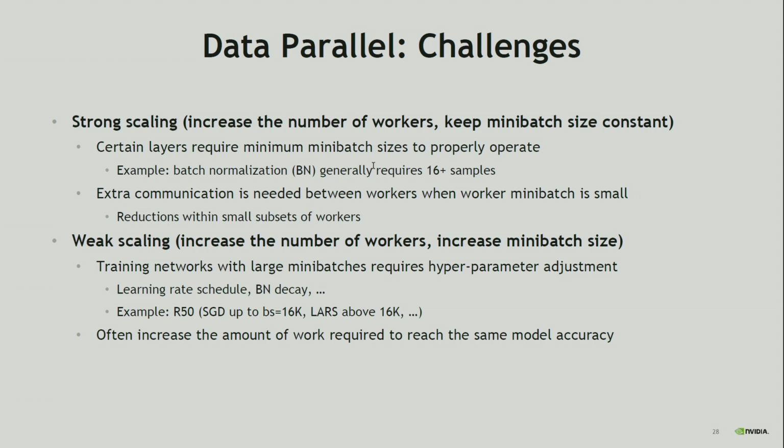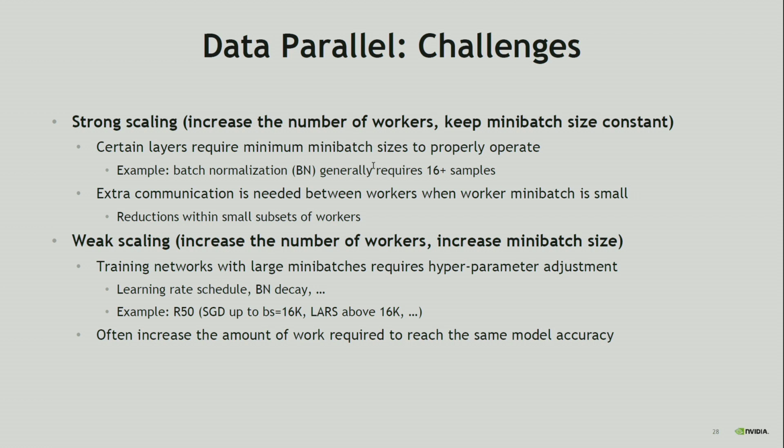So some networks will require hyperparameter adjustment whenever you train with large mini batches. So such as learning rate schedule, even the optimizer itself, again, batch normalization parameters have to be adjusted to keep achieving the same quality of the network at the end, to achieve the same accuracy. One example of that is ResNet 50, where if you use stochastic gradient descent, you can just use SGD with momentum for up to batch sizes of 16,000 images. However, if you go above 16,000 images in a mini batch, then you have to switch the optimizer to LARS and tweak some other hyperparameters.